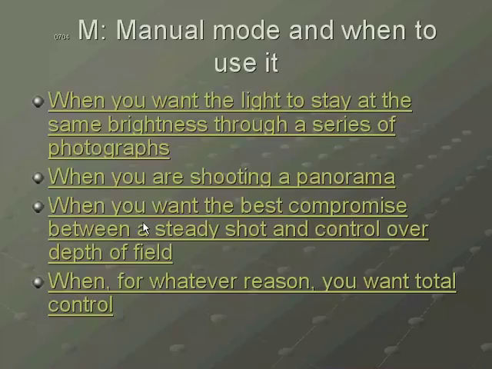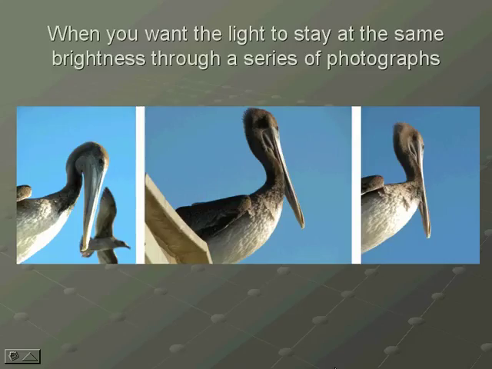You turn your mode dial to manual mode when you want absolute control over both shutter speed and aperture. You usually use manual mode when you want the light to stay at the same brightness through a series of photographs. For instance, you're using a motor drive and you're panning with the subject, and you want the exposures to stay the same in each one of the pictures in that series. Notice that that is in fact what happened here.